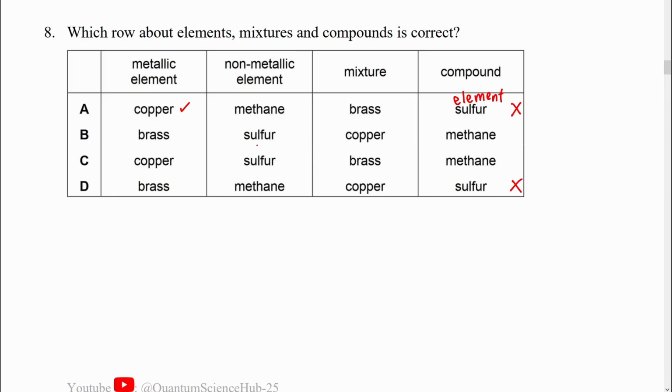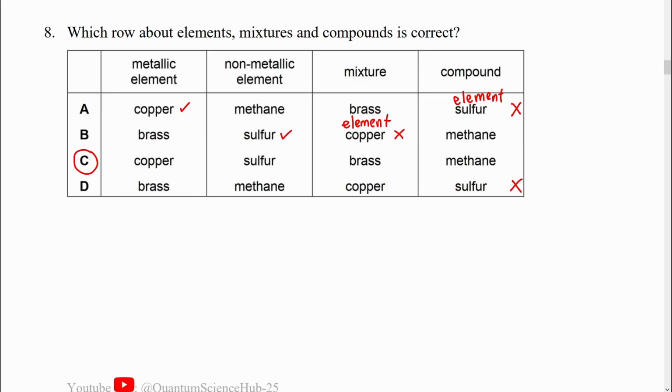What about option B? Sulfur is a non-metallic element. Yes, that's correct. And copper, you can find it in the periodic table, so that means copper is an element. It is not a mixture. So in this case, option B is also wrong. So from here, I know that my correct answer is going to be C, even though I don't know what brass and methane are. So this is the way you answer multiple choice questions quickly and accurately without knowing the entire option. You just need to use what you know.